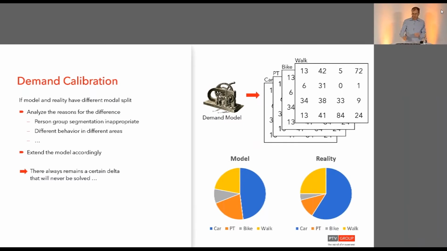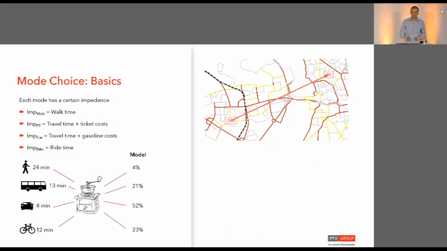So now I go to the typical approach of what a modeler does if the model is slightly different from reality. And to explain that, I first go a little bit deeper into the detail of mode choice models, not that deep, but a bit. So just imagine a certain relation as seen on the right side.